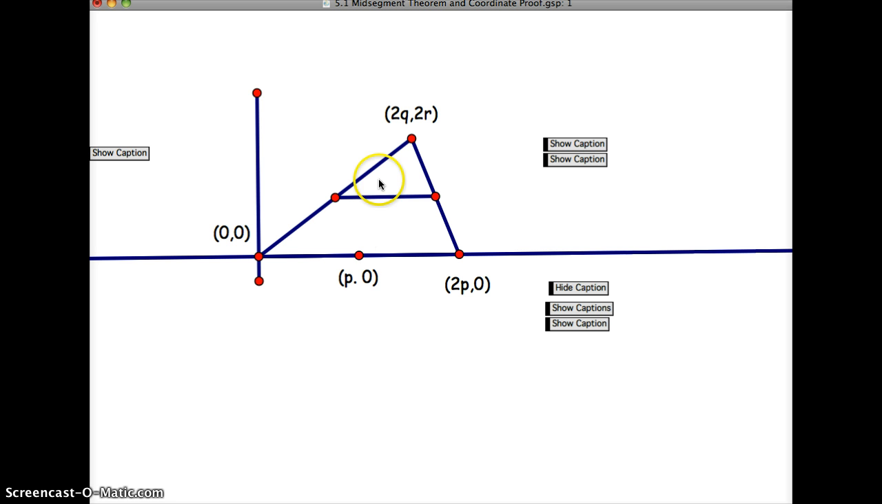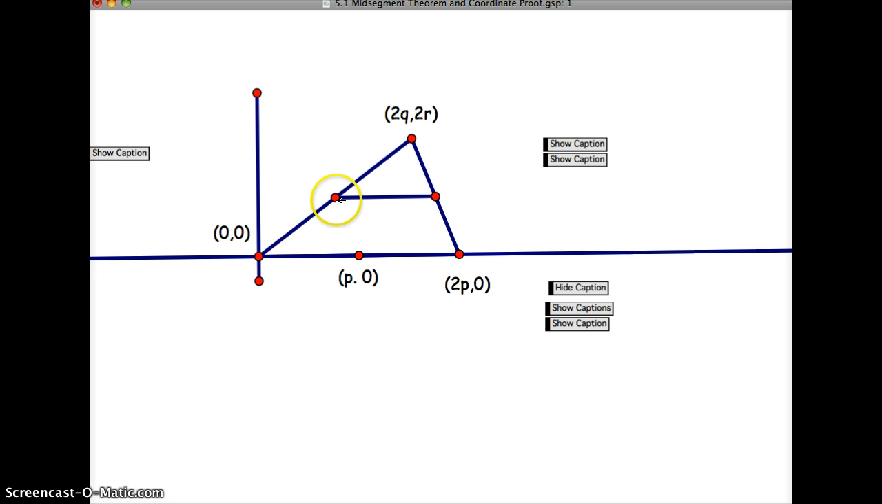Now, let's look up here. We need this segment to be half p, or p divided by 2, for the total distance, which we'll talk about here in a minute. Okay? Now, what about these? I need these to be the midpoint, right? Let's do this one first because this one's a little easier, okay?